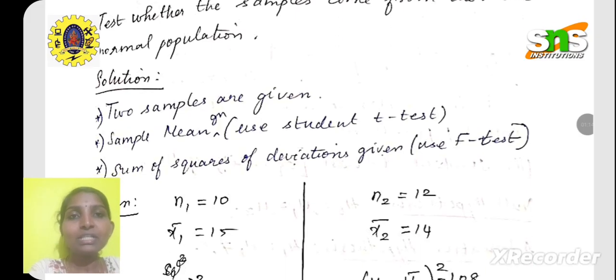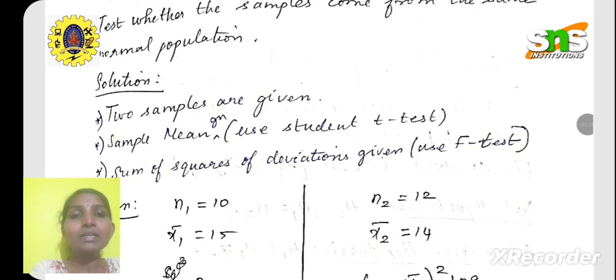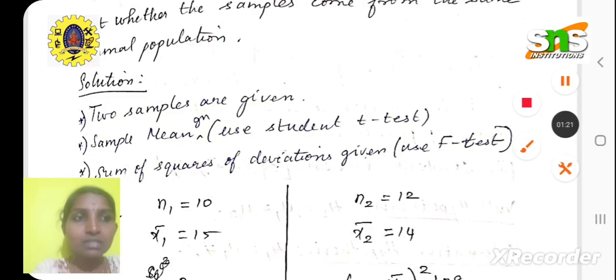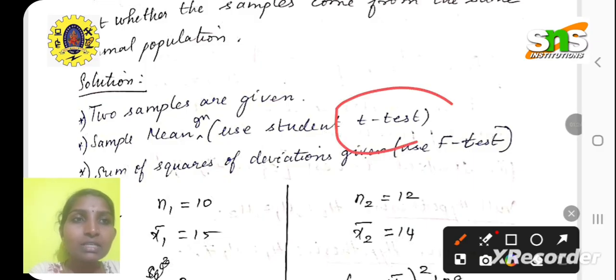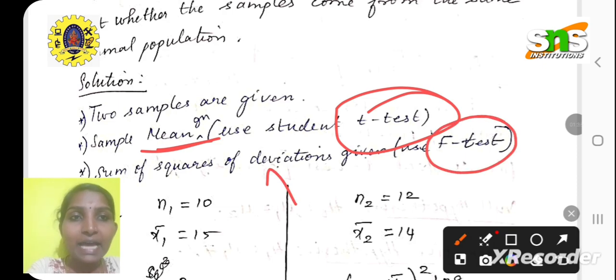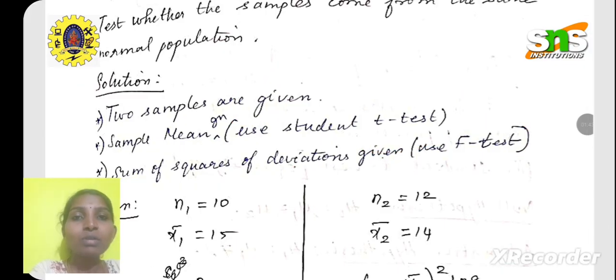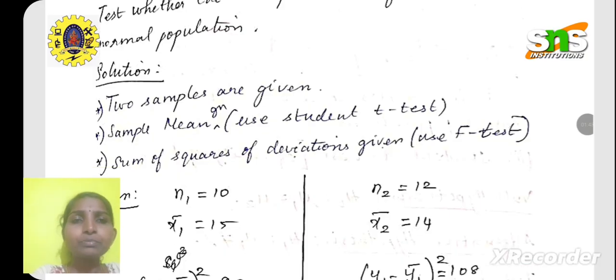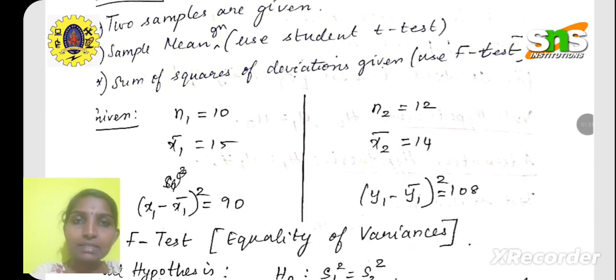Moving on to the solution, as discussed earlier, we have two samples and the sample mean is given. If the sample mean is given, we have to use the student t-test as discussed in the previous videos. For the sample mean, we will test the hypothesis using the t-test, and for the sum of the squares of deviations, we will use the F-test. So for analyzing variances we use the F-test, and for analyzing means we use the t-test. So in this particular problem we have two major tests: the t-test and the F-test.